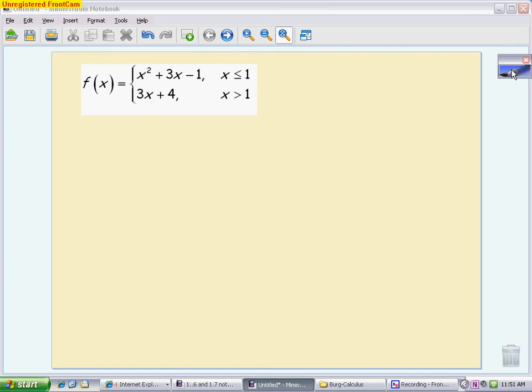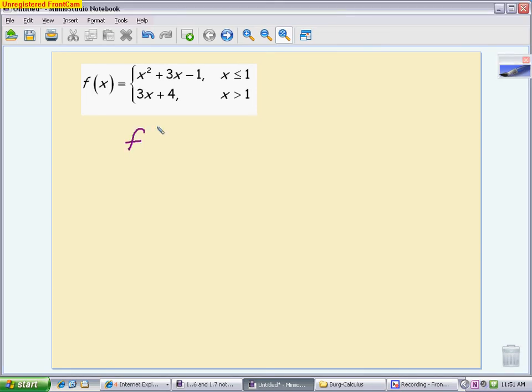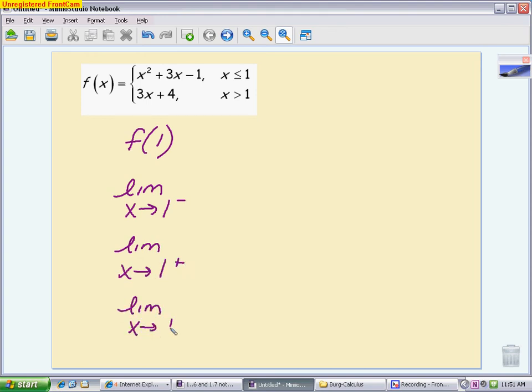What you'll see up here is a function made up of two parts, one function when x is less than or equal to 1, one when it's greater than 1. Here are the series of questions that I could ask. I could ask f of 1, the limit as x approaches 1 from the left, the limit as x approaches 1 from the right, and then finally the overall limit as x approaches 1. When you get the answers to the left side and the right side, that will automatically lead you to what the limit is at 1. So we're going to start from the top.